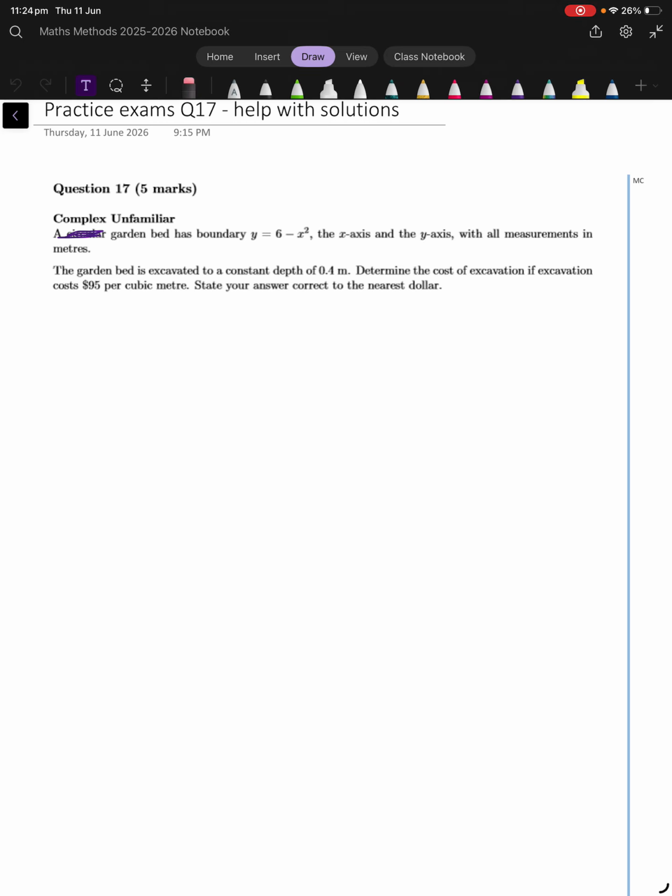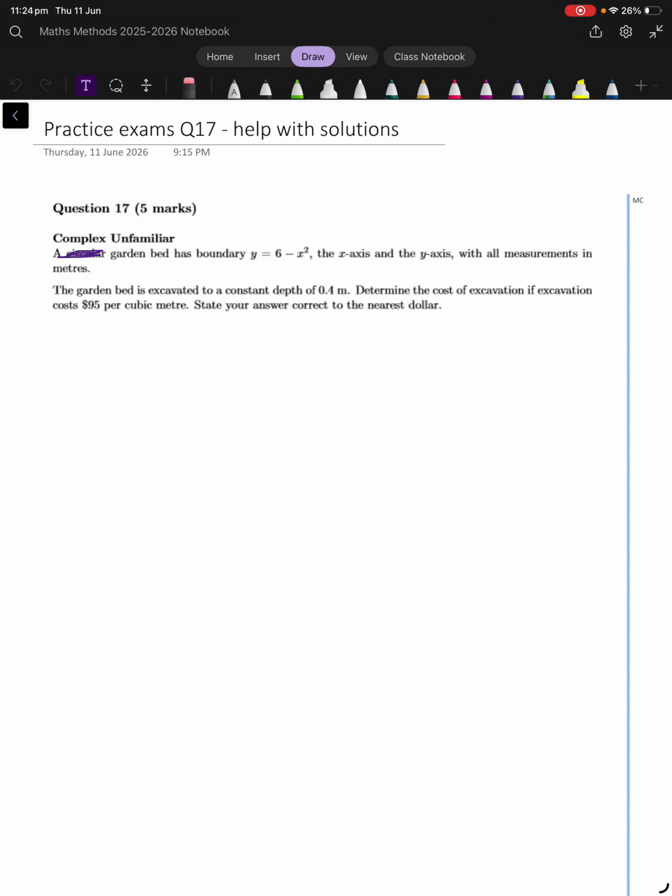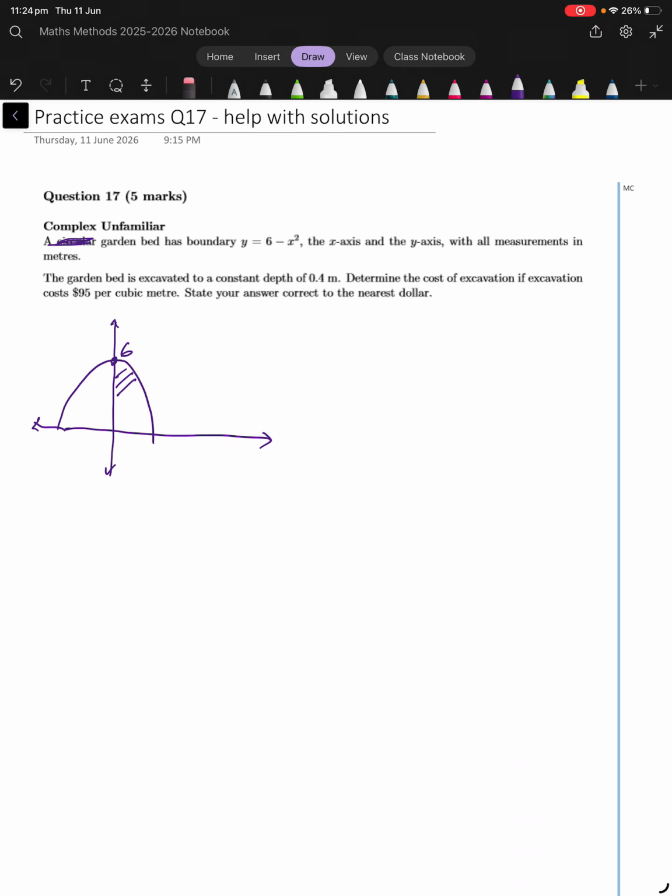A garden bed has a boundary which is made of 6 minus x squared, the x-axis and the y-axis with all measurements in metres. That's a little bit misleading because there's two ways I could draw it, but we'll go with the intended one. The wording in your exam will be clear, it won't be ambiguous like that. So 6 minus x squared, upside down parabola, passing through 6, because it's been translated 6 units up. But because they said they want it between the x-axis and the y-axis in the curve, I guess there are two sides, but we only need to do one of them for this one.